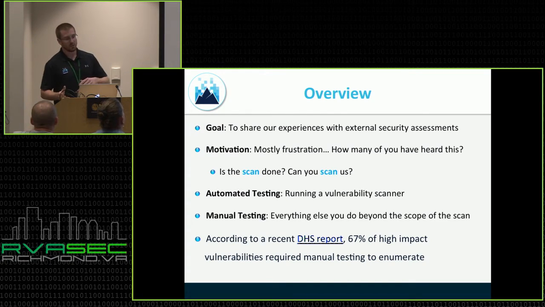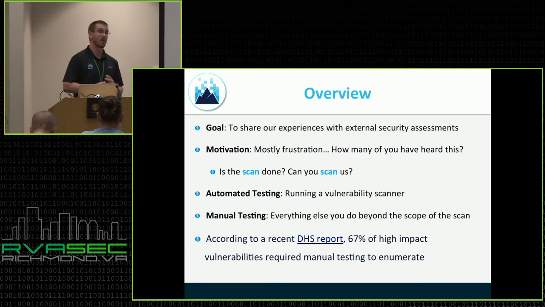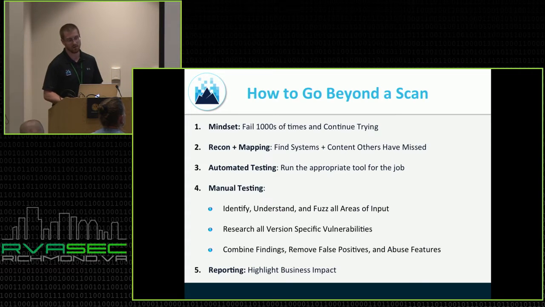According to a Department of Homeland Security report that recently came out, 67% of high-impact vulnerabilities were found via manual testing and not by an automated vulnerability scanner. That's a pretty cool fact, and I always like to land that point. So how do we go beyond an automated scan?